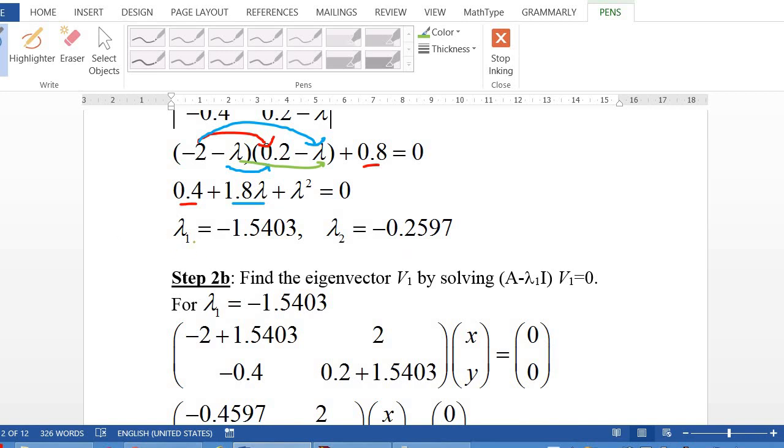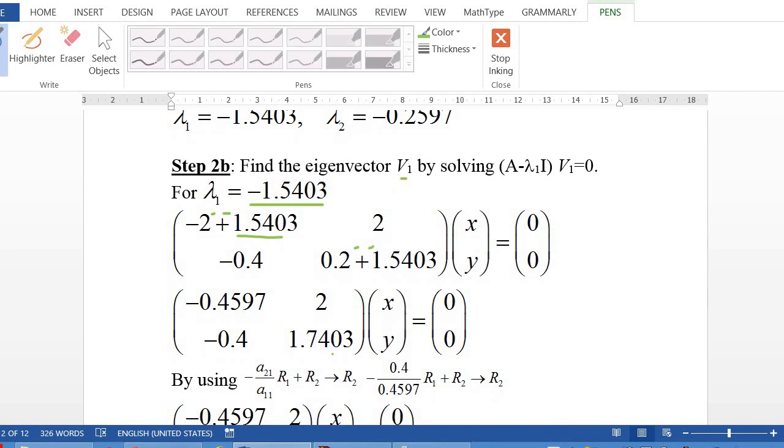By substituting lambda 1, we can obtain the corresponding V1 by solving (A minus lambda 1 I) V1 equal to 0. This is a matrix, no longer the determinant, so the matrix is in round brackets. So A minus lambda 1. Lambda is negative, so we have minus and negative, which becomes plus 1.5403 here. Again, for the other entry, 0.2 minus negative lambda becomes plus 1.5403.